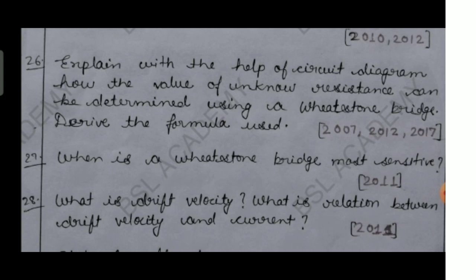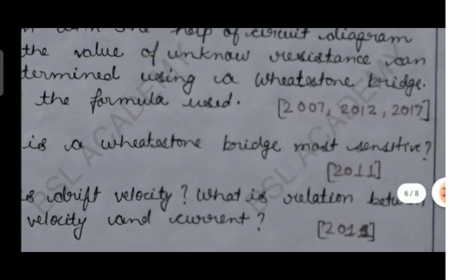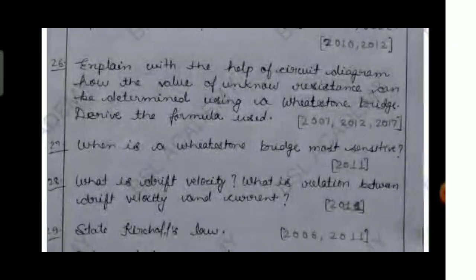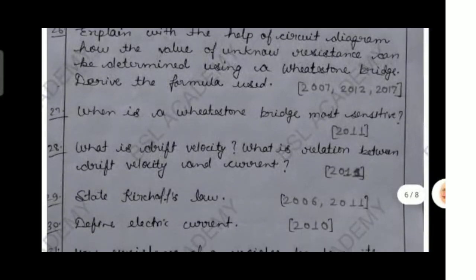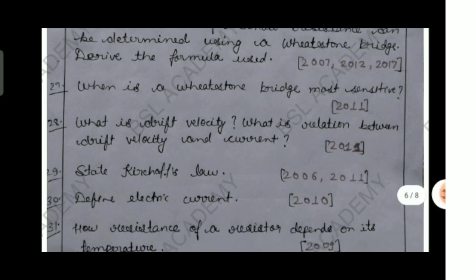So the Wheatstone bridge is also most important for your JAC board. And here you can see 2007, 12 and 2017. So please complete this topic, Wheatstone bridge. Now next, when is a Wheatstone bridge most sensitive? This question was asked in 2011.